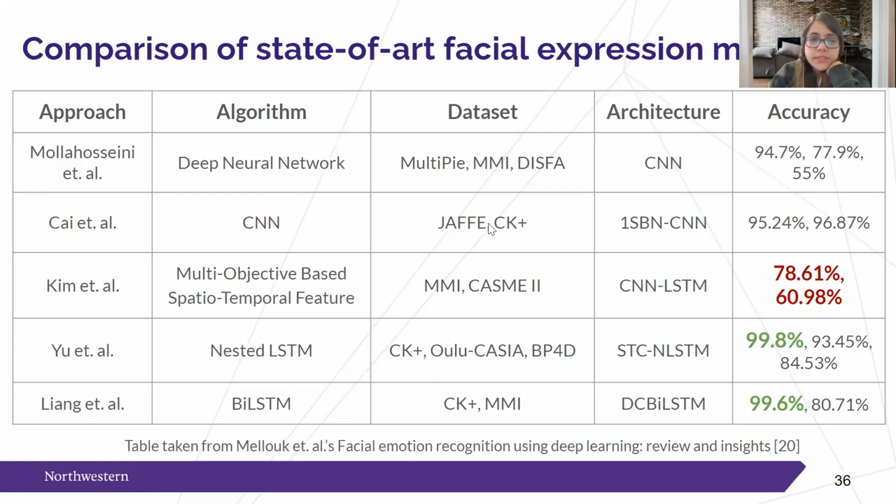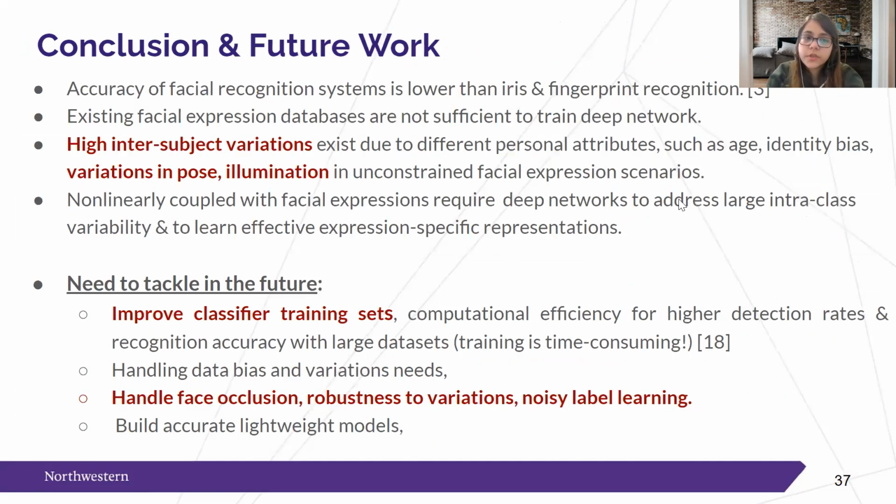Here I've listed all the state-of-the-art facial expression methods by different authors and the algorithms they used, like CNN or LSTM or neural networks, the data set they considered, the architecture, and what accuracy percent they obtained for each data set. In terms of conclusion and future work, the accuracy of facial systems currently is lower than iris and fingerprint, and the existing databases are not enough to train deep networks. High intersubject variations and interclass variations exist because of the challenges of poses, illumination, unconstrained facial expressions, and identity bias. And the non-linearity coupled with the facial expressions requires deep networks to address the large intraclass variability and to learn effective expression-specific representation.